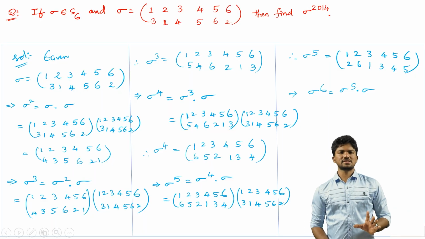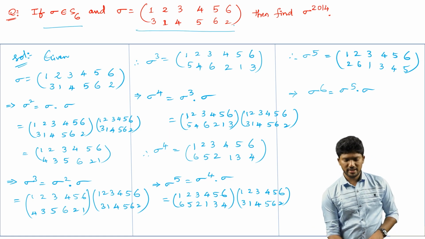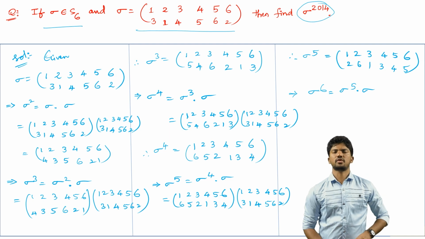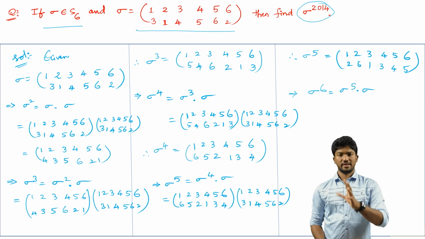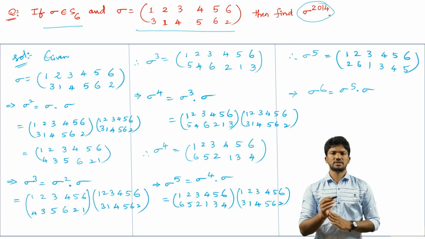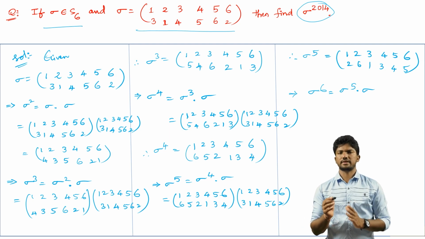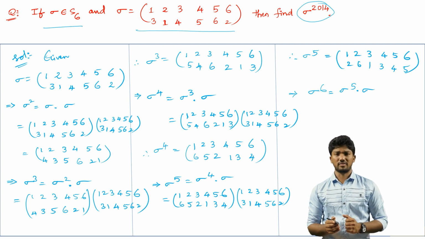If sigma belongs to S suffix 6 and sigma is given in this format, then we have to find sigma power 2014. So he is asking for sigma power 2014. In the examination, you will get sigma power 2012, sigma power 2020, sigma power 2022. In this format, you will get any number as the power of sigma.